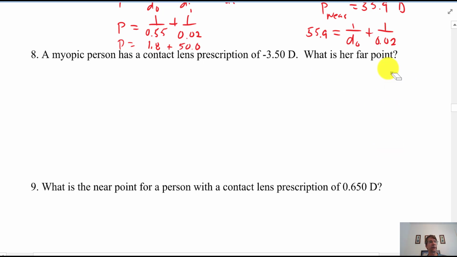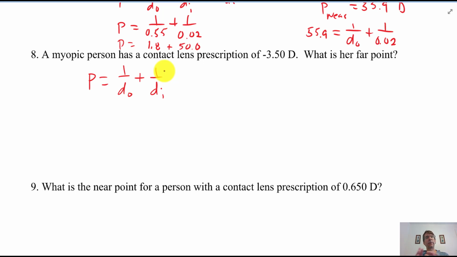So, contact lenses. Just be careful. We have to apply this to the lens. We have a lens prescription. The equation is P equals 1 over d sub O plus 1 over d sub I. Whenever you're trying to apply the power equation to a corrective lens for the far point, you want the image to be at that far point for the lens.